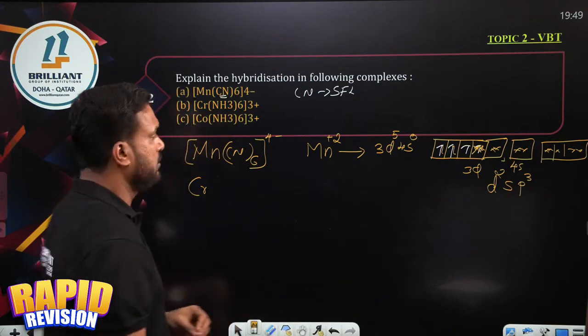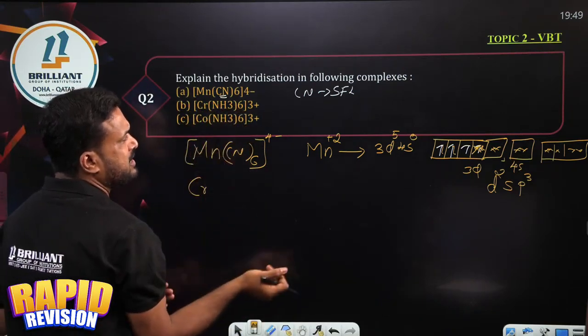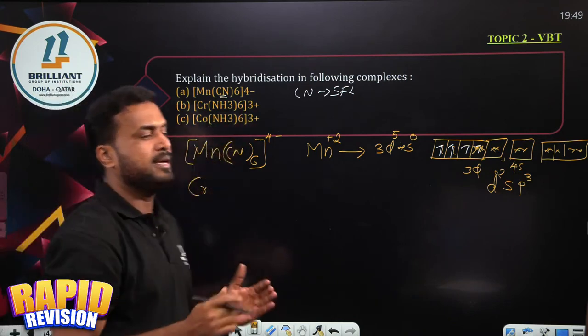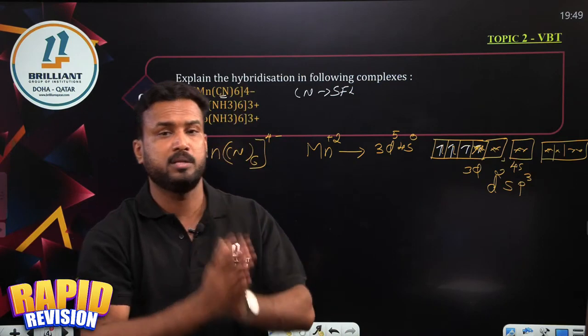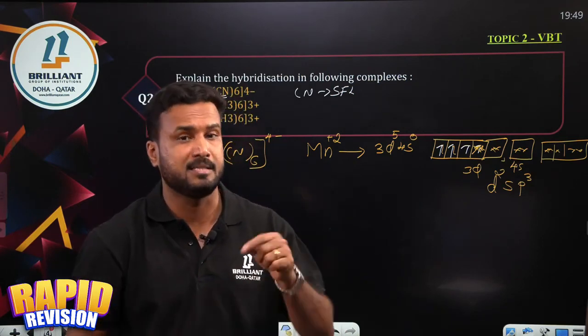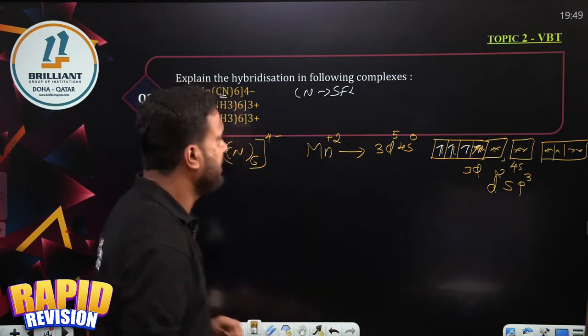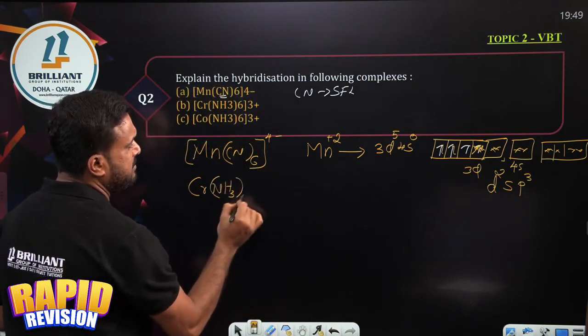Yes, copper. Good. So whenever NH3 interacts with chromium and copper, there is an exception. What is the exception? NH3 is normally a strong field ligand, SFL. But with chromium and copper, NH3 will act as a weak field ligand. So we have the complex [Cr(NH3)6].